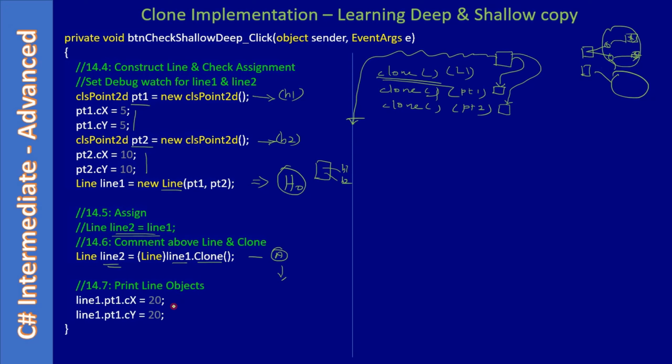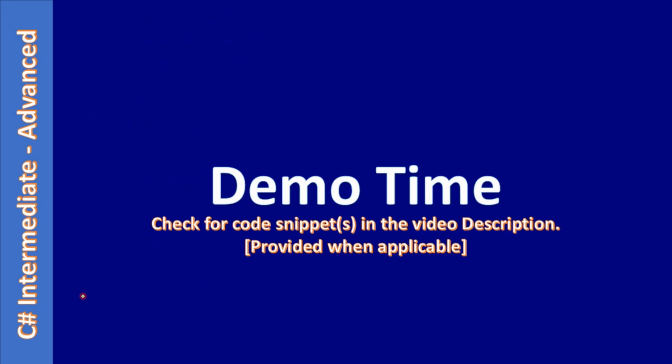This is just a testing piece of code. After the clone here, we are trying to change the content of point 1 on line 1. Then we can check whether the L2 object is changed or not. Here we will simply debug and see how it is working. Alright, now it's demo time. We will go ahead and see how it works. First we will implement the code change, then we will put a breakpoint and see the working of deep and shallow copy.